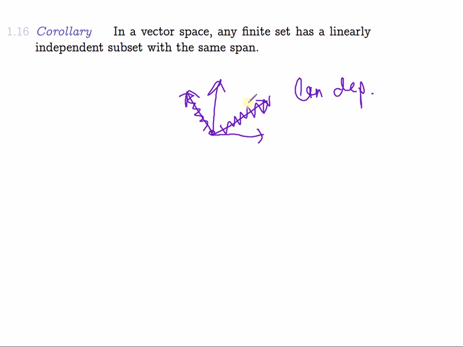The answer is no. And why is that? Because the two vectors I threw out are both in the span of the two vectors that I kept. So that's what we're talking about here. You can always remove redundant vectors and reduce your set of vectors to a lean set of linearly independent vectors.